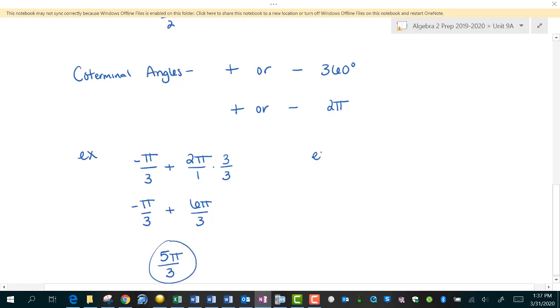Let's do one more example. Let's take 9 pi over 2. And this time, why don't we try subtracting 2 pi? Again, I need a common denominator, so I'm going to multiply by 2 over 2. So I end up with 9 pi over 2 minus 2 pi times 2, which is 4 pi over 2. So 9 pi minus 4 pi gives me 5 pi, and then my denominator stays the same, over 2.